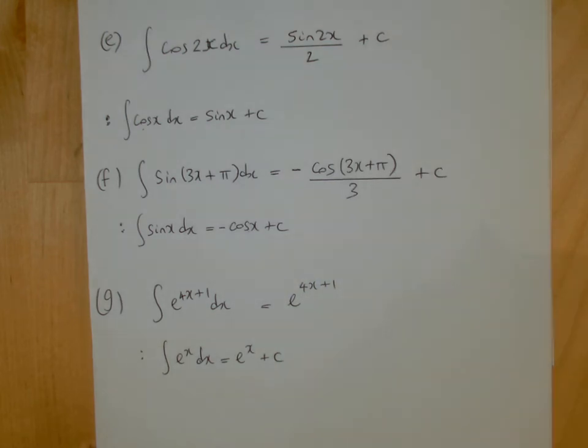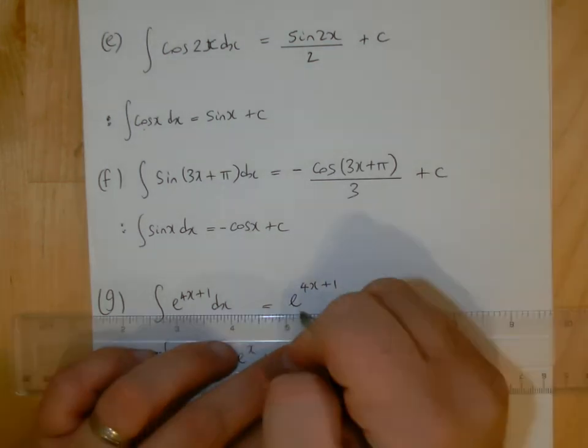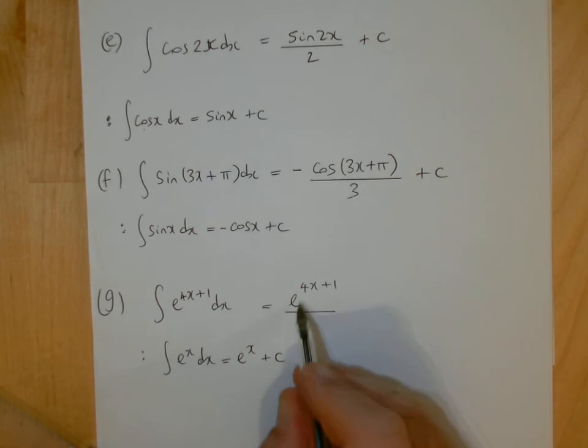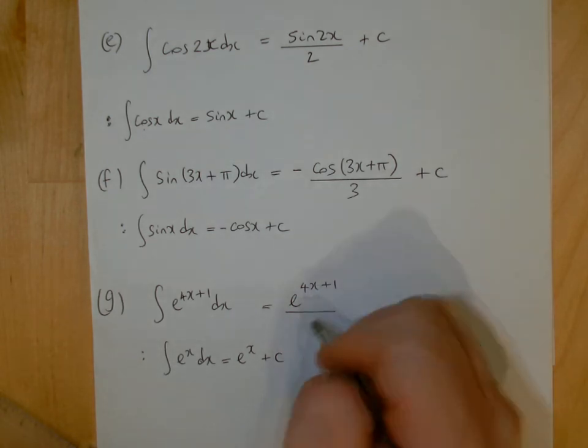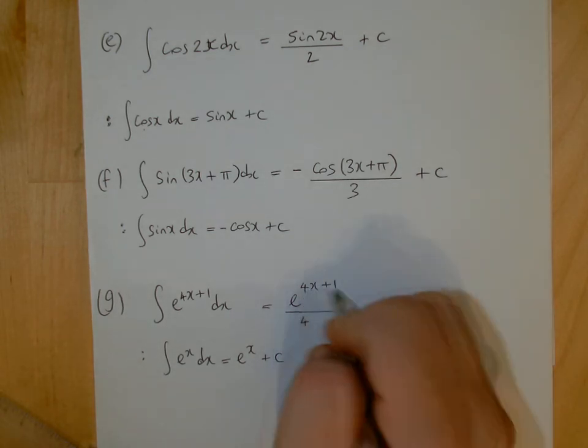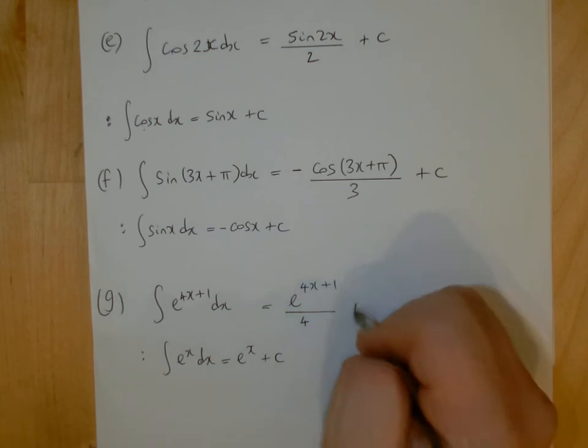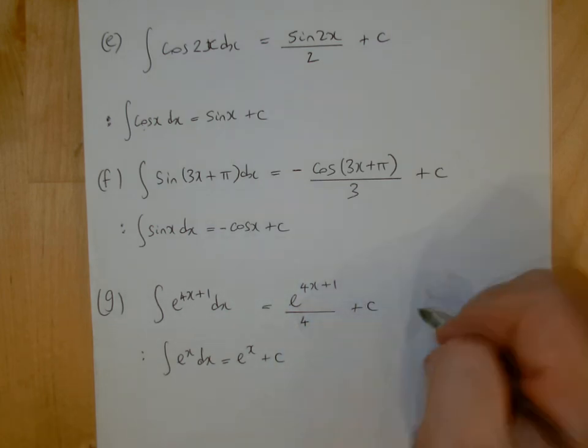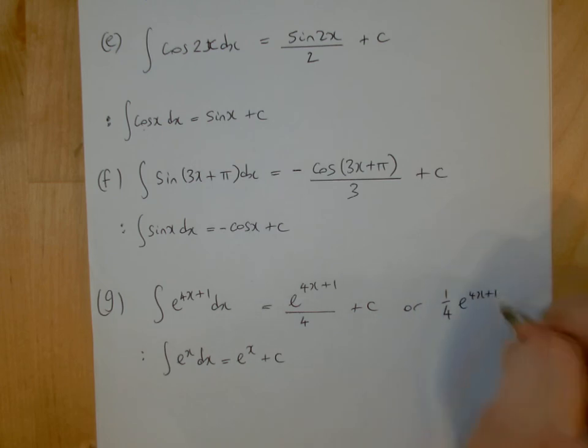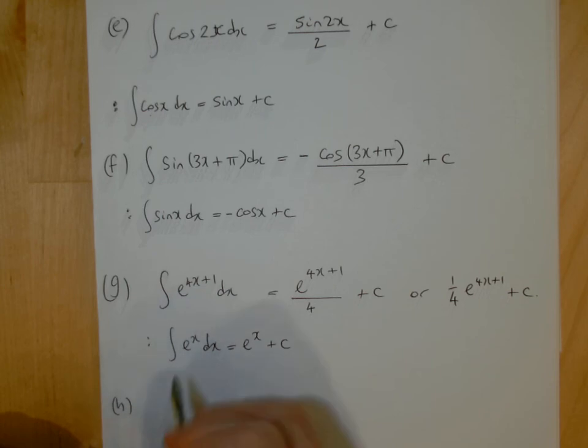But remember that you've got to divide, because this is like a function of a function, you've got to divide by the derivative in here, which is 4. If you differentiate 4x plus 1, you get 4. So there's your answer there. So it can be written like that, or you can write it as 1/4 e to the 4x plus 1 plus c.